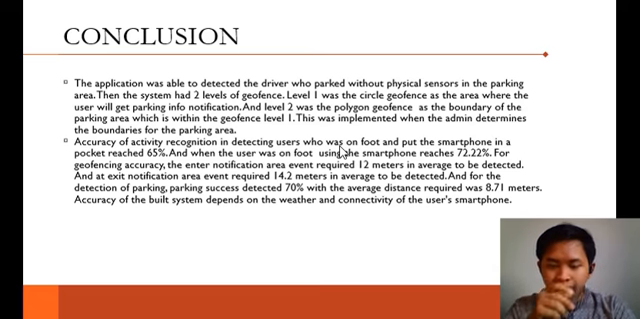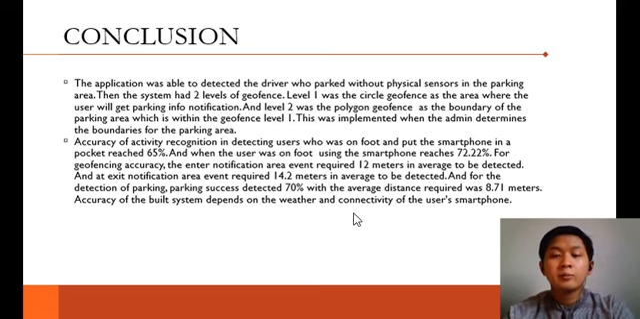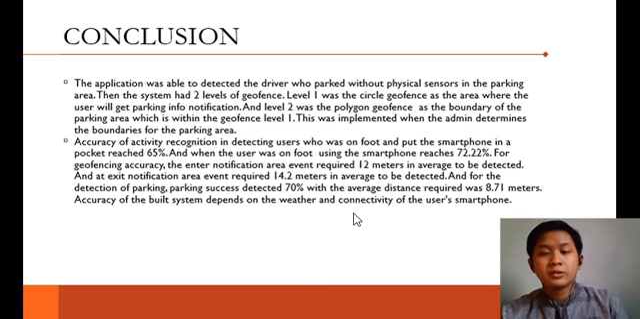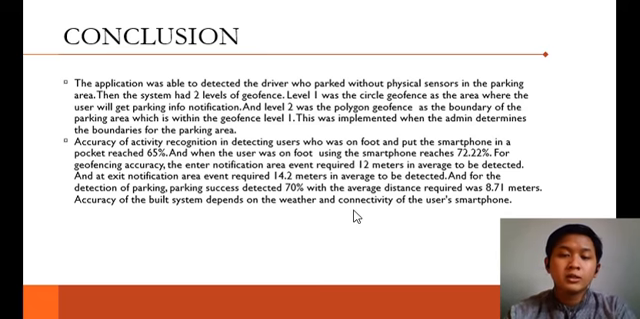This was implemented when the admin determines the boundaries for the parking area. Accuracy of activity recognition in detecting a user who was on foot and put the smartphone in a pocket reached 65%. And when the user was on foot using the smartphone, it reached 72.22%.